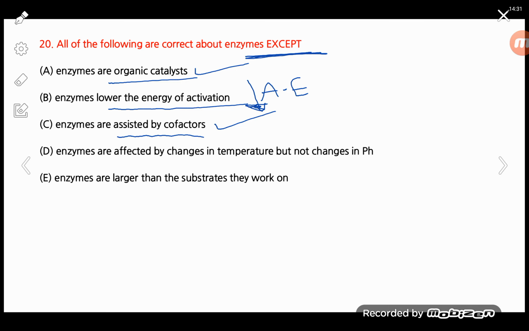Let's read the others. Enzymes are affected by change in temperature. Yes, the enzyme will be affected by the change in temperature, but not changes in pH. This is not true, guys. You know that enzymes will be affected by change in temperature and pH. So the answer will be D. Okay, so this is not true.